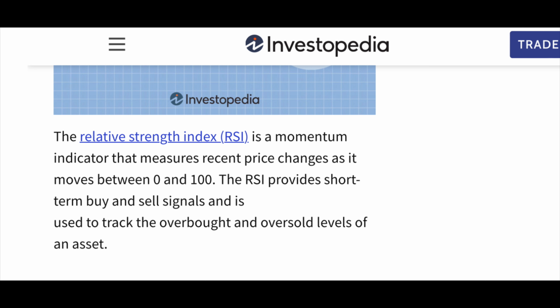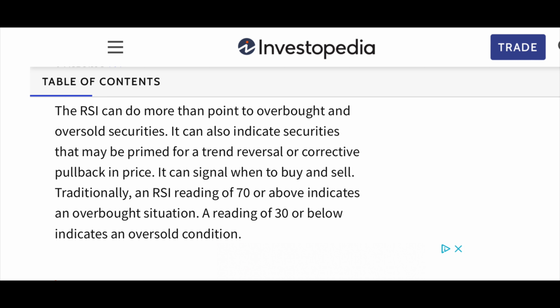The RSI oscillates between 0 and 100. Traditionally, the RSI is considered overbought when above 70 and oversold when below 30. Signals can be generated by looking for divergence and failure swings. RSI could also be used to identify the general trend.